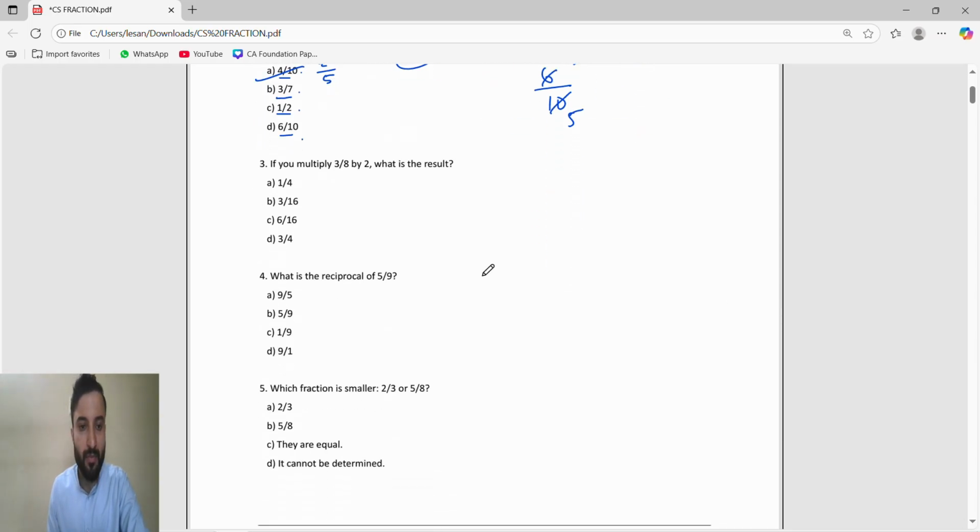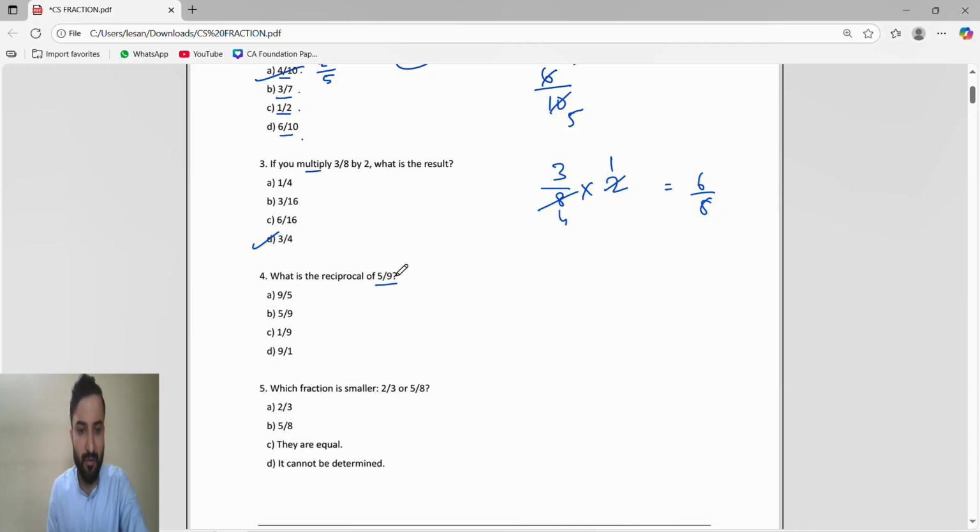Okay. Next, we have to multiply 3 by 8 by 2. That means we will multiply 3 by 8 by 2. What will happen? Numerator will multiply with numerator. That's it. 3 twos are 6, 6 by 8. 6 by 8 can be simplified. Or you can do it here only. You have to multiply 3 by 8 with 2. So 2 ones are 2, 2 fours are 8, 3 by 4. So 3 by 4 is the answer. That's it. What is the reciprocal of 5 by 9?